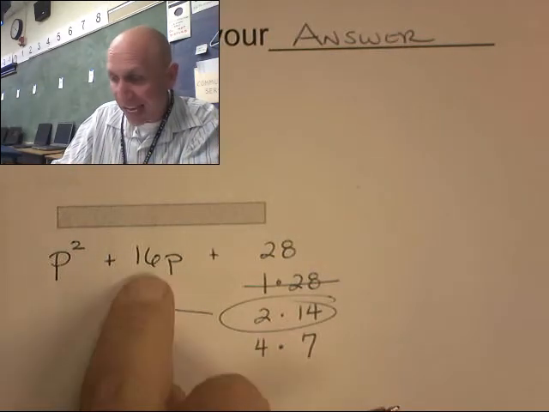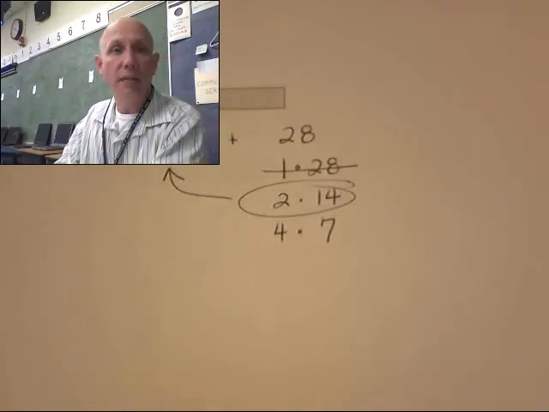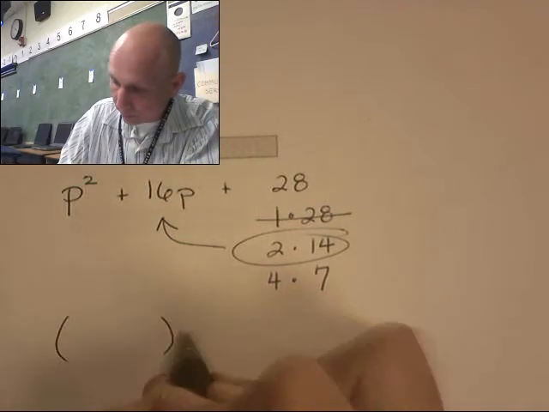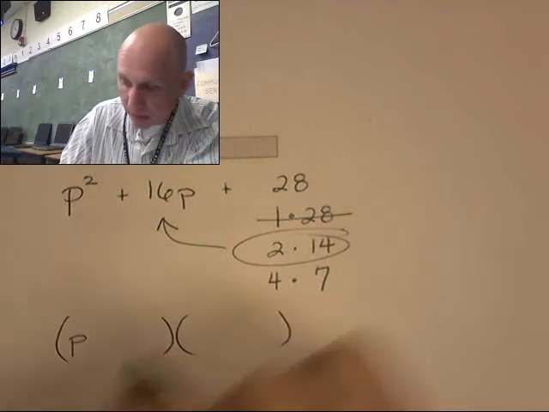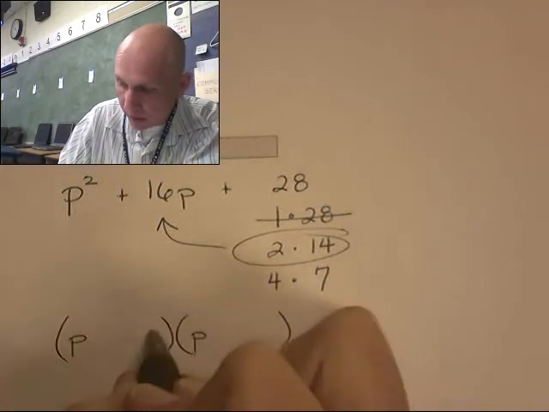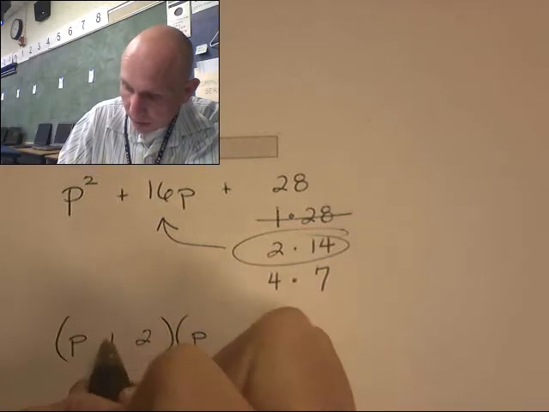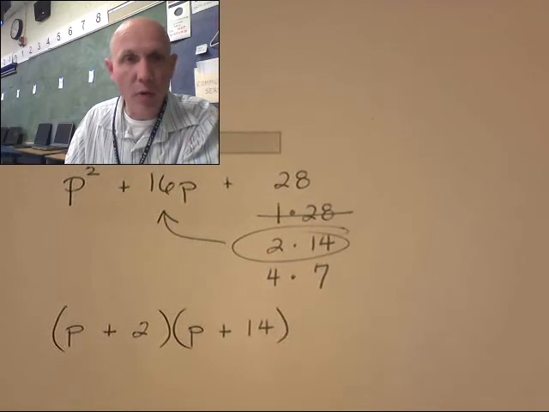These two numbers add to make that number. I'm going to lay the foundation using parentheses. Ready? P plus 2, P plus 14. Now I'm going to check it.